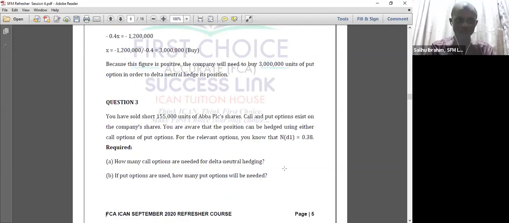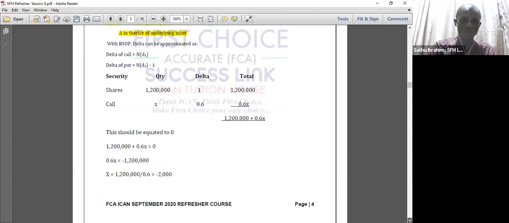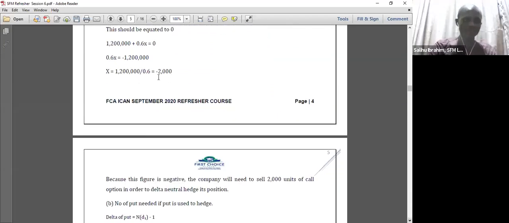You will therefore tell the examiner that the investor needs to sell. Why did I say sell? The moment you get your figure and your figure is negative, it means the investor needs to sell. But if the figure is positive, it means the investor needs to buy. In this case, the investor needs to sell 2,000,000 units of call option in order to delta neutral hedge its position.